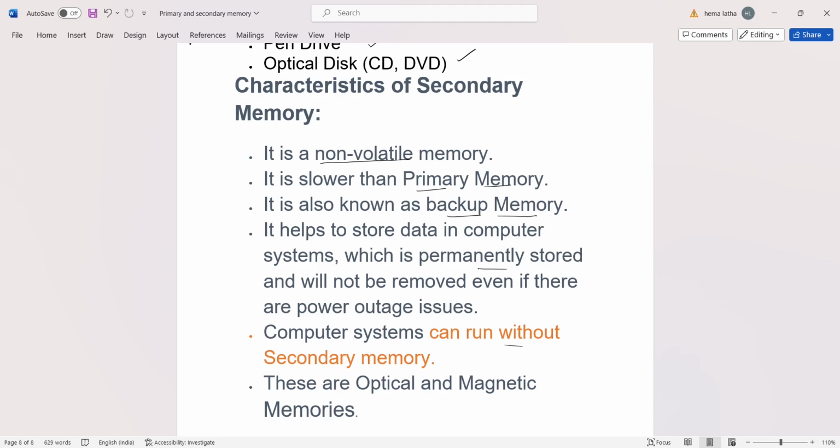These are optical and magnetic memories. In the previous case we discussed semiconductors, but here we use magnetic and optical materials to store the information. That's all about primary and secondary memory of the computer.